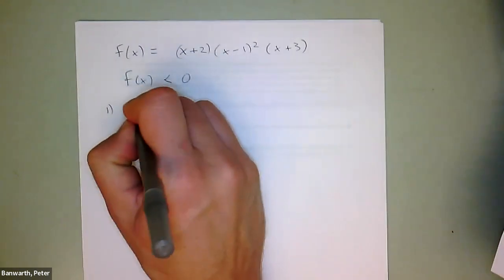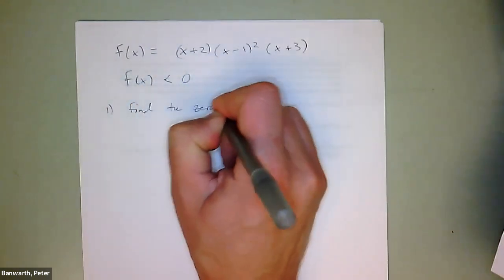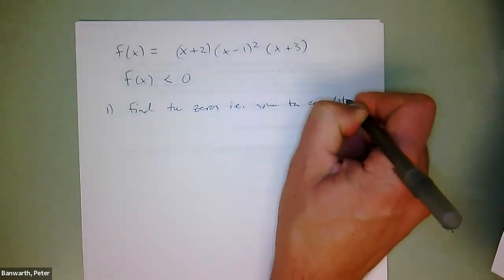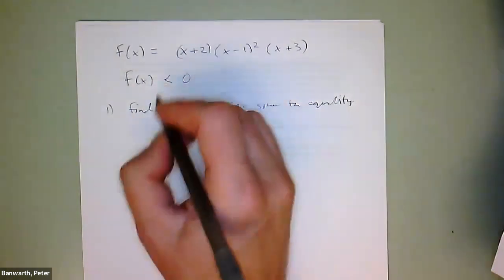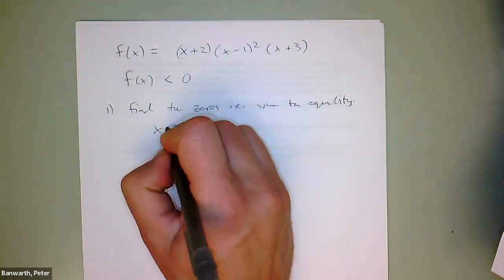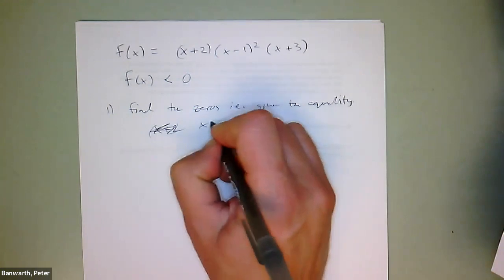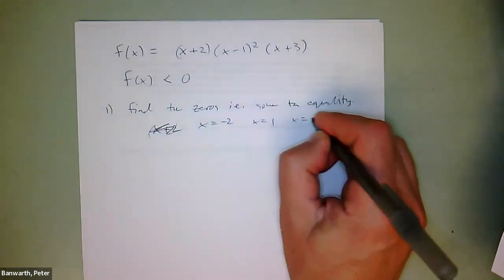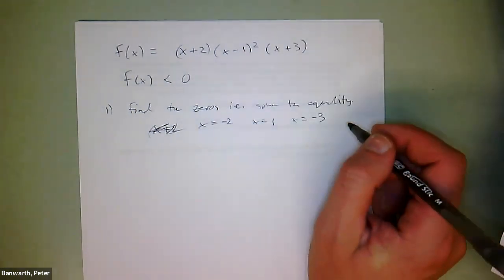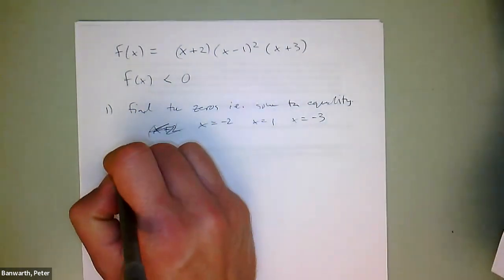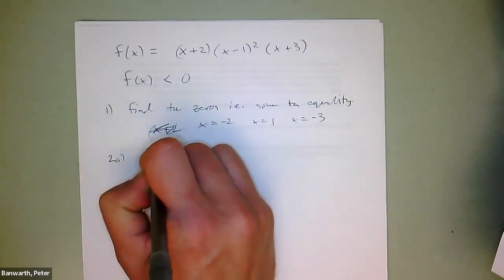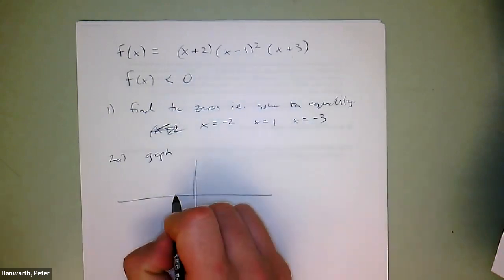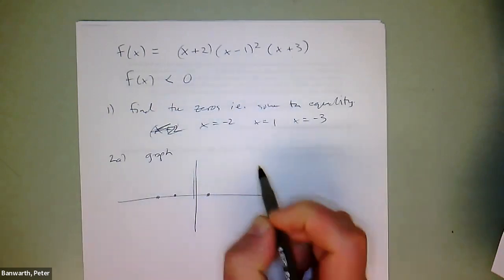So first you find the zeros, i.e. solve the equality. x equals negative 2, x equals positive 1, x equals negative 3 are the 3 zeros. So step 2, you can graph it. First find the zeros. You have a minus 2 and a minus 3 and a positive 1.